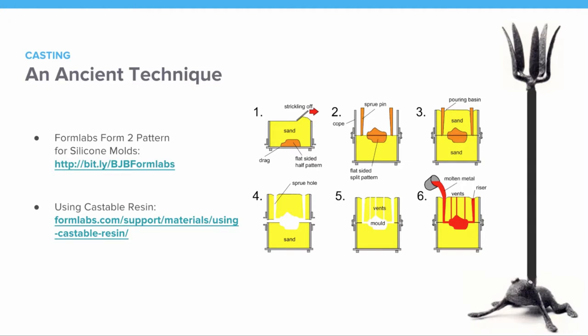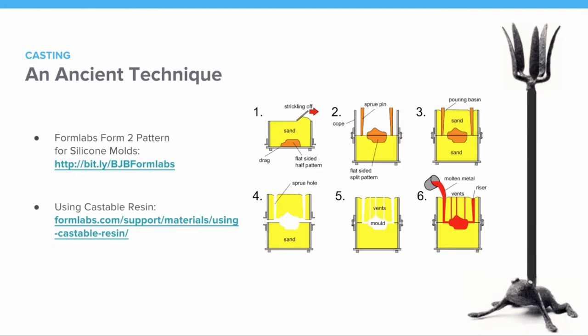So some common casting materials that are used are sand, clay, concrete, epoxy, plaster, and silicone. In fact, if you guys are interested, BJB Industries has made a great video on using a Form 2 to produce a silicone mold. If you want to follow that bit.ly link, you can find it there.